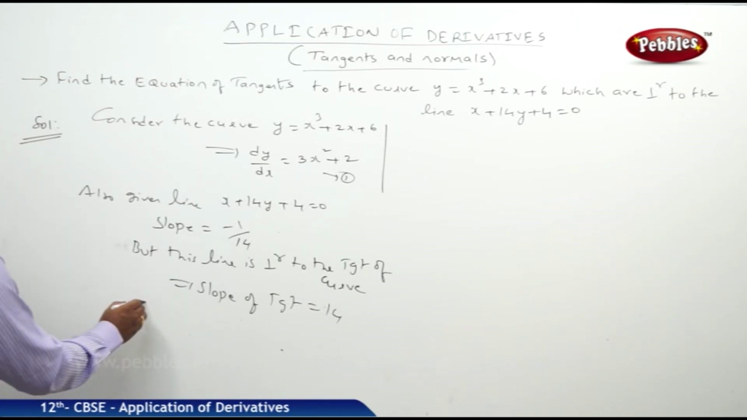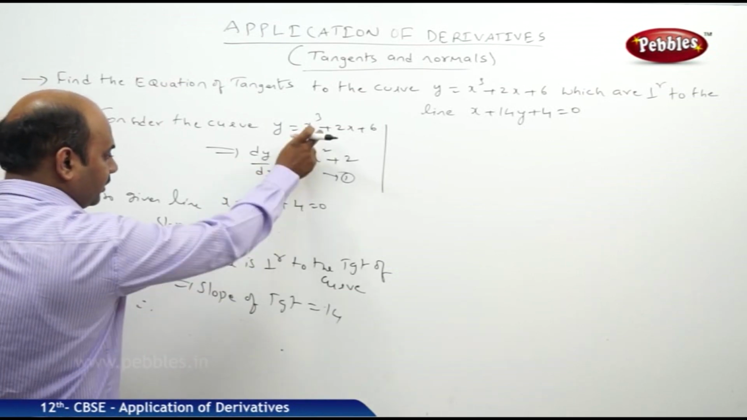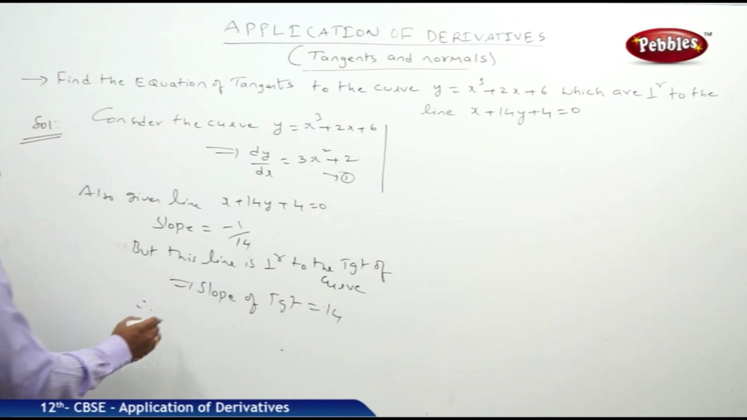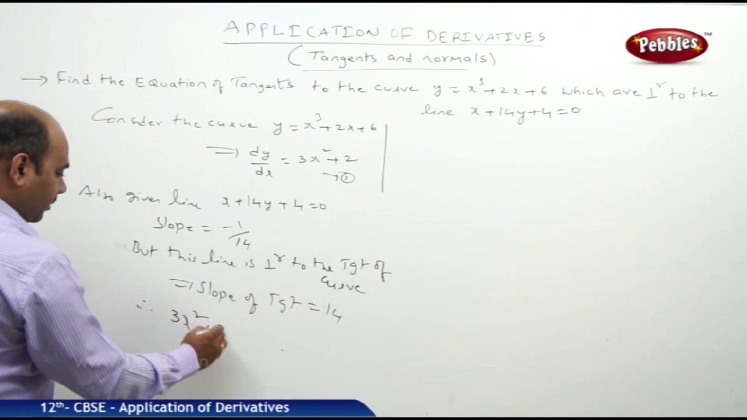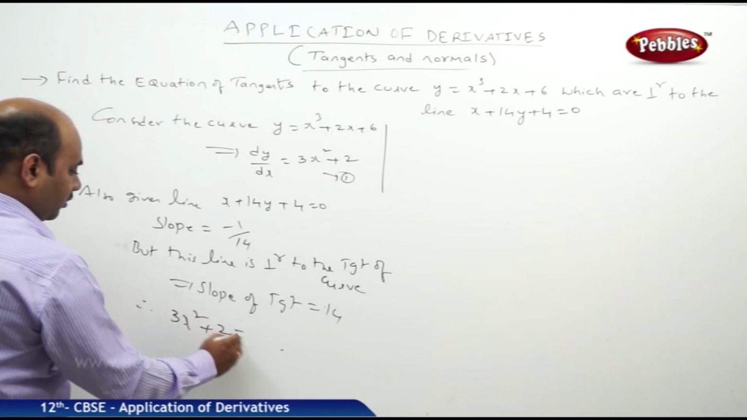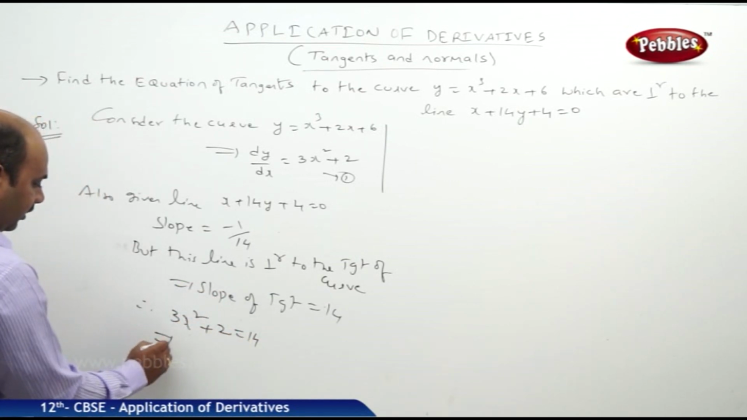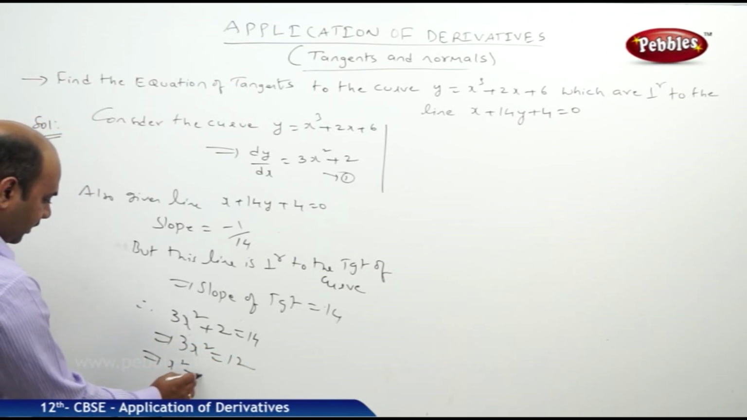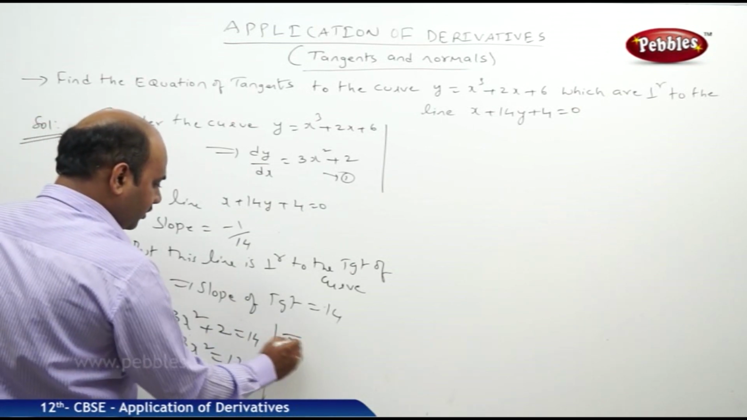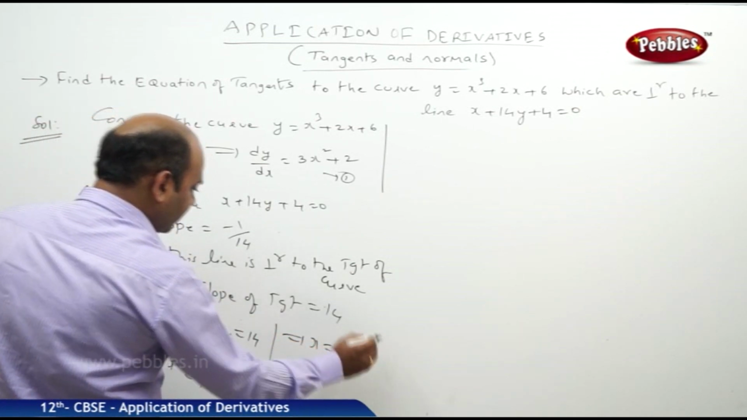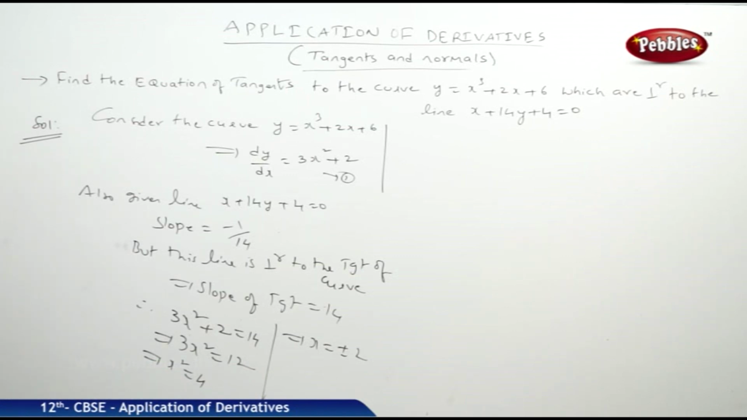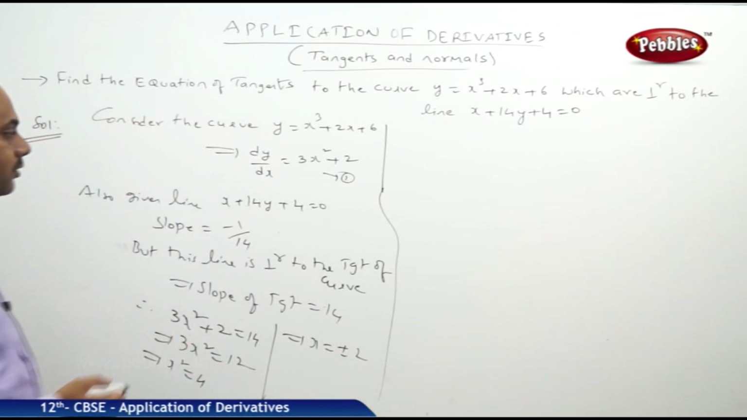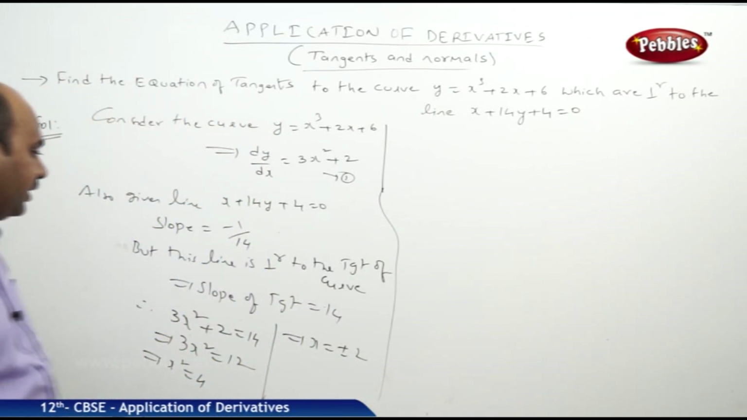So therefore this is the slope of the tangent to the curve, and here the slope of the tangent is 14. I can make 3x square plus 2 is equal to 14. So finally 3x square is equal to 12. So x square is equal to 4. As x square is equal to 4, I can get x is equal to plus or minus 2. That means I got two values of x. So when I got two values of x, I can get two values for y also.